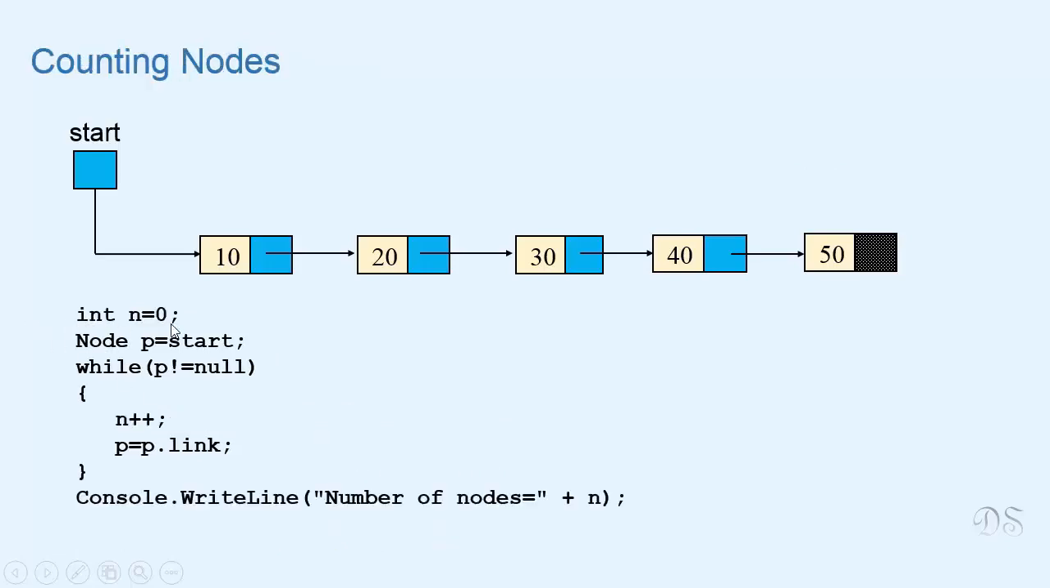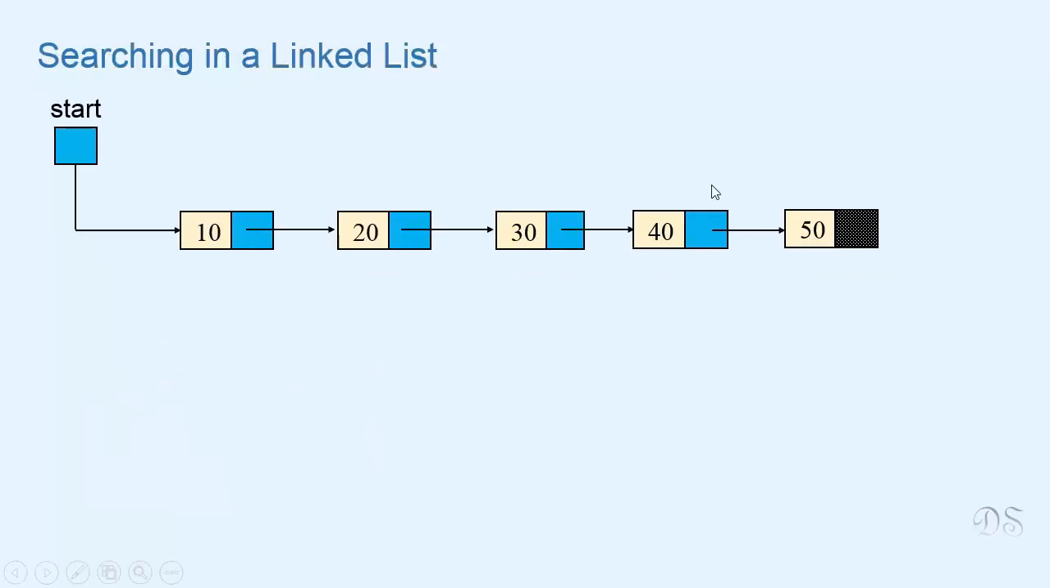Here we have taken a variable n and initialized it to 0. And whenever we visit a node, we increment the value of this n. So when this loop terminates, the value of n gives us the number of nodes in the list. Now we'll see how we can use this loop to search for an element in the list.